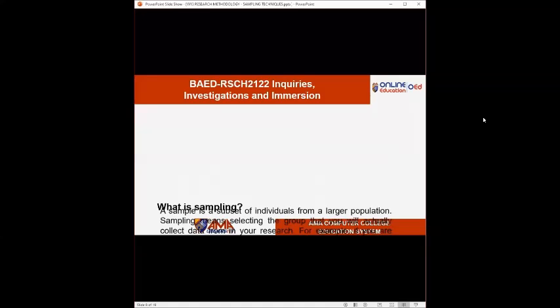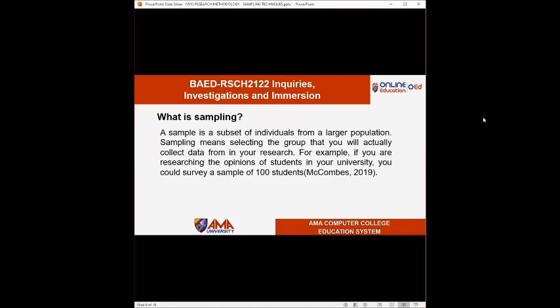Ngayon, what is sampling? Sampling is a subset of individuals from a larger population. Sampling means selecting the group that you will actually collect data from in your research. For example, if you are researching the opinions of students in your university, you could survey a sample of 100 students. Dito, example lang ito kasi hindi naman natin alam kung ilan talaga yung population ng university.